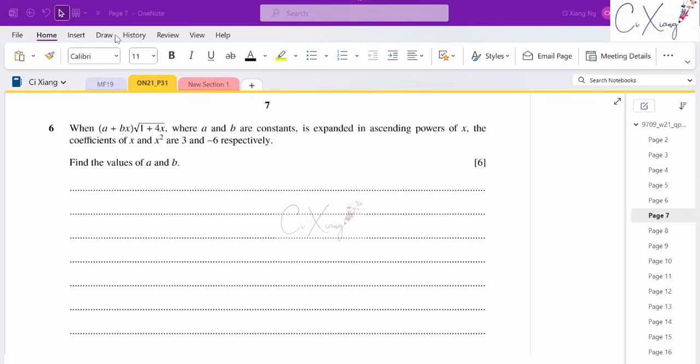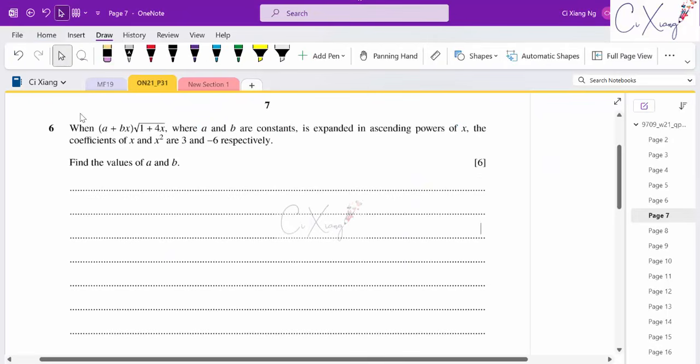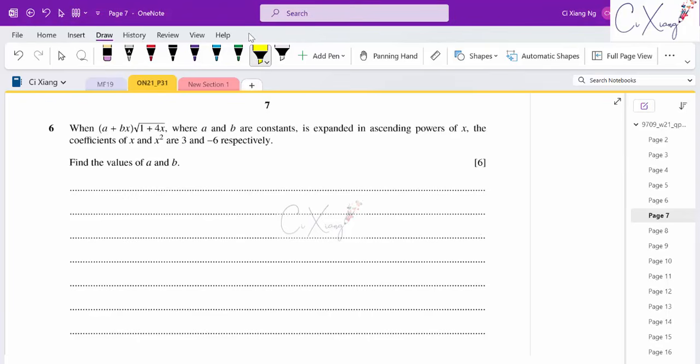Okay, so now we are at question number 6. Right, so they give us something like this, the expression. And then they are telling us that a and b are constant, and then it is expanded in ascending power of x. Then the coefficient of x and x squared are 3 and negative 6 respectively. So they want us to find the value of a and also the b.